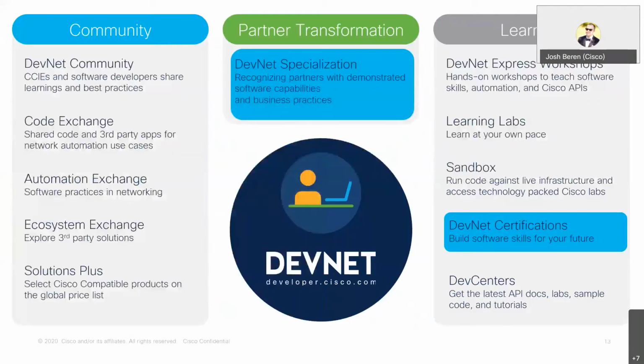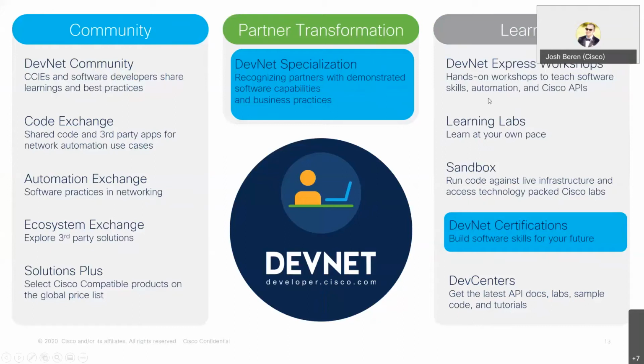Overview of Devnet and what we have to offer here. So we have a Devnet community. You can chat with like-minded individuals. We have a code exchange where you can go and see code samples and submit your own third-party use cases for using different Cisco technologies. Automation exchange is sharing automated code. Ecosystem exchange is third-party code solutions. And then Solutions Plus is where people can actually create solutions that use Cisco with different technologies and monetize that within our global price list. Now, with our partner side, we have a specialization. We're not going to get into the weeds of that today.